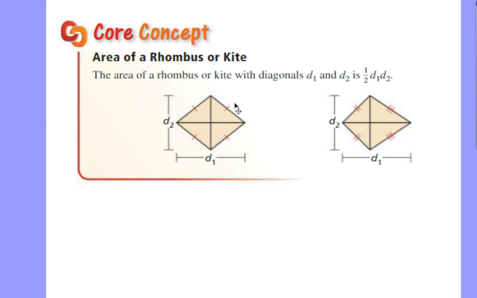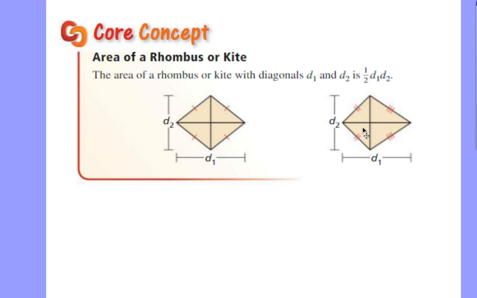Remember, a rhombus was a type of parallelogram. We knew that all sides were congruent. Opposite sides, of course, were congruent. Opposite angles were congruent. The diagonals bisected each other. Diagonals were perpendicular to one another. And there was a lot of information about all the different parallelograms.